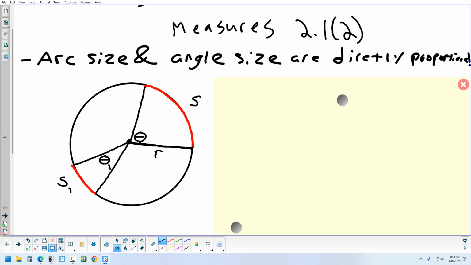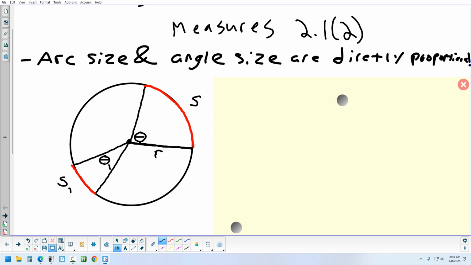Okay, so I have an angle here, and I have an angle here. Theta, theta 1. I also have arcs that are connected with each of those angles. Arc S goes with angle theta. Arc S1 goes with angle theta 1. And R just stands for the radius of the circle. All 4 of those lines coming from the center, they're all R.